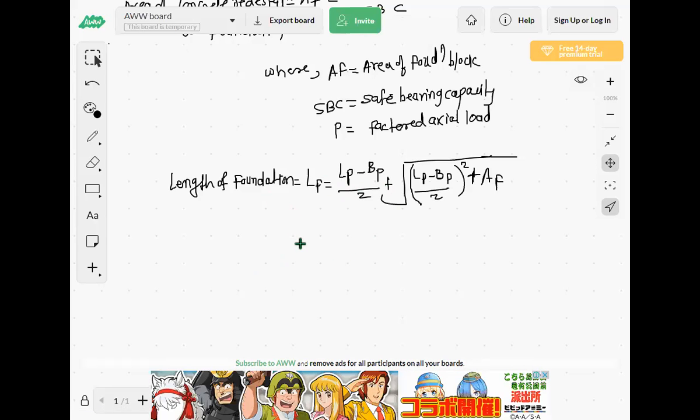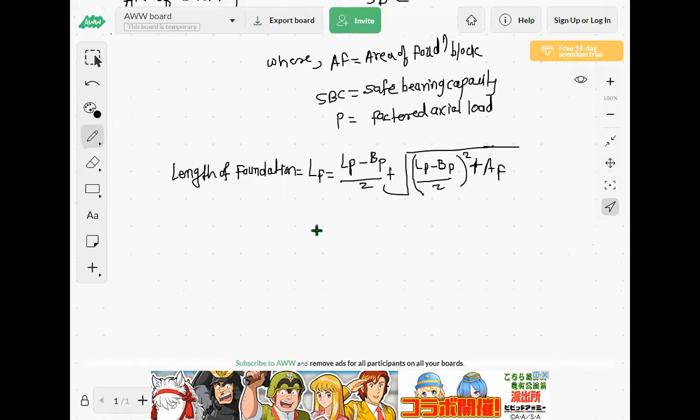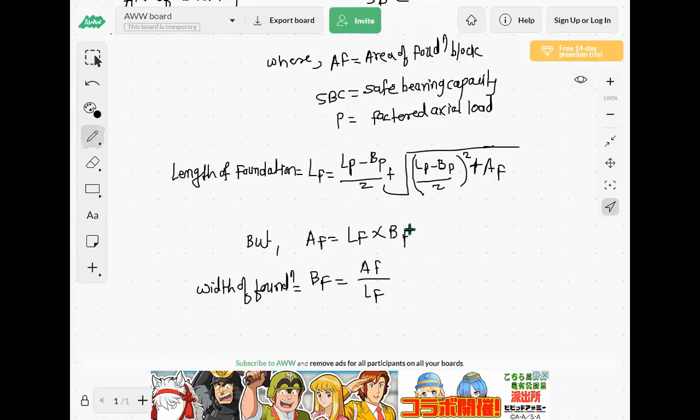Now, if we use a rectangular foundation, then the area of foundation is length of foundation into width of foundation. So width of foundation is equal to area of foundation divided by length of foundation. In this way we can calculate BF, the width of foundation, with the help of area and length. So we got the length and width of foundation.